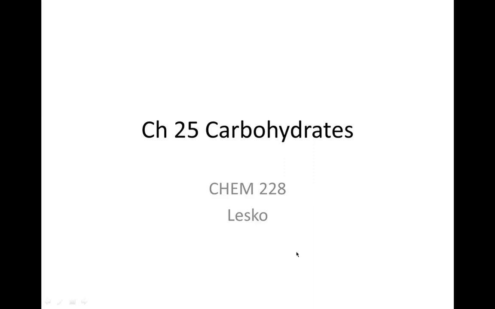This is going to be the first part of chapter 25, which is about carbohydrates. The reason I've chosen to do carbohydrates next is because most of the chemistry of carbohydrates is either the chemistry of alcohols, which was chapter 17, or the chapter 19 chemistry of aldehydes and ketones. And because it's fresh on your mind, we're going to go right on into carbohydrates now.